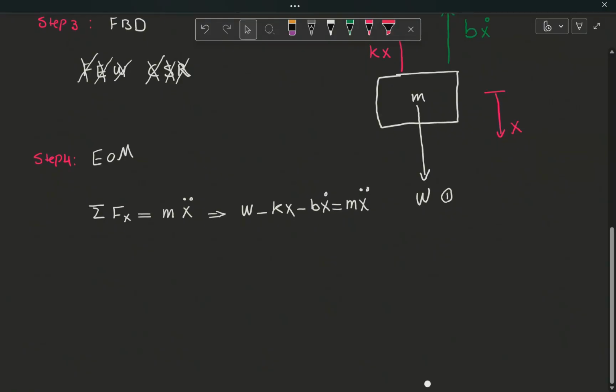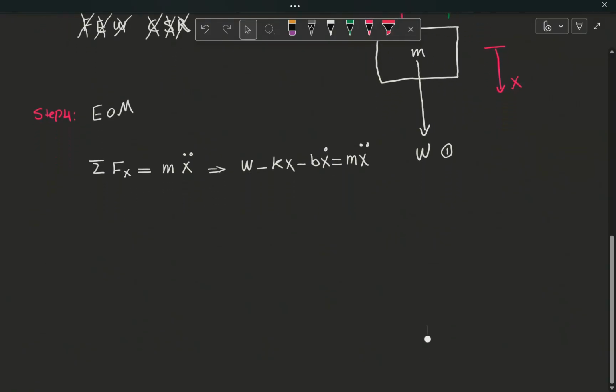Good? Okay. Nice. And this is equal to mx double dot. So let's move around some things here. Let's bring the dynamic terms on one side and keep the static terms on one side. Okay. So you see that I would have W equals to mx double dot plus bx dot plus kx.